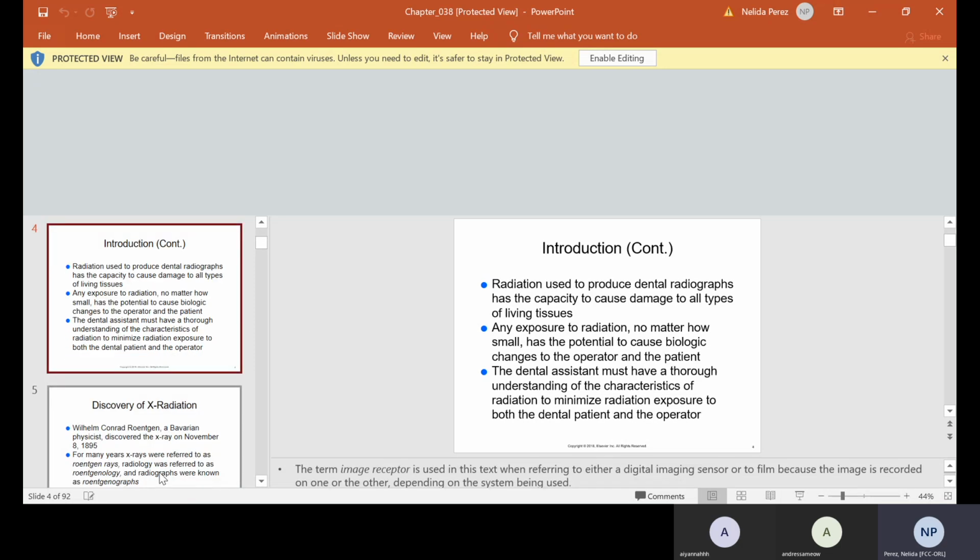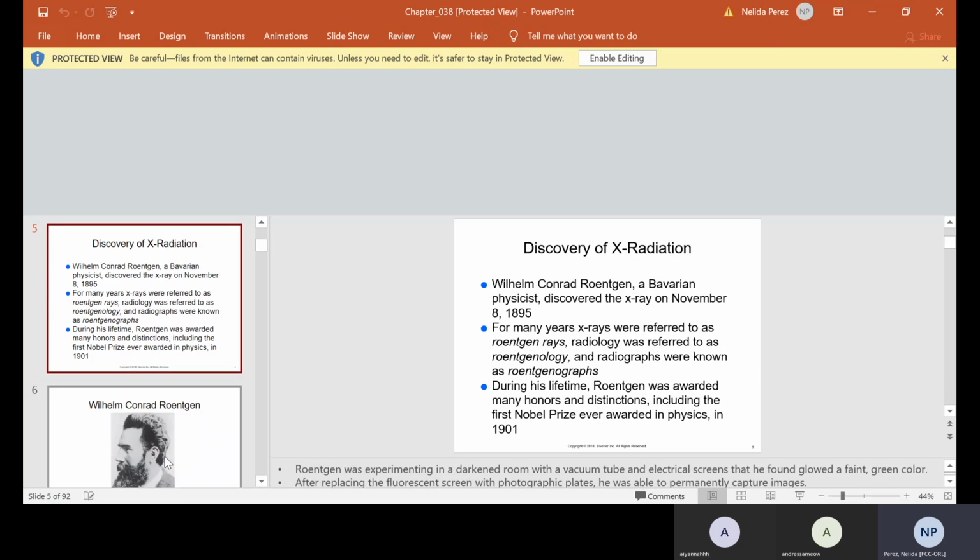Now, radiation is used to produce dental radiographs, and it has the capacity to cause damage to all types of living tissues. Any exposure to radiation, no matter how small, has the potential to cause biologic changes to the operator and the patient. The dental assistant must have a thorough understanding of the characteristics of radiation to minimize radiation exposure to both the dental patient and the operator. And I told you yesterday, we use the X-ray shield barrier, we use the lead apron with the thyroid collar, and we're going to discuss some other things too.